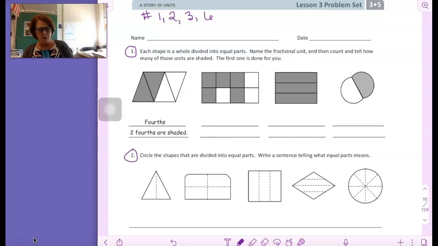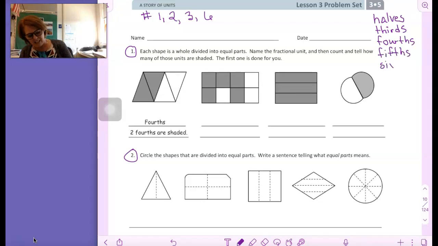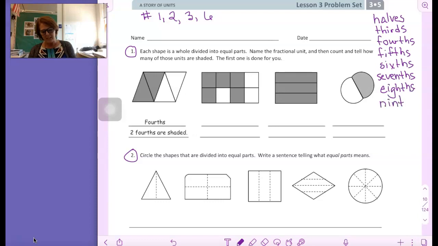Okay, I'm going to write them over here. We can have halves, thirds, fourths, fifths, sixths. They're fun to say. You got to get the THS at the end. Sevenths, eighths, ninths, and we'll go to tenths. You can keep going, 11ths, 12ths, 13ths, but ours, I don't think we're going to get that high.